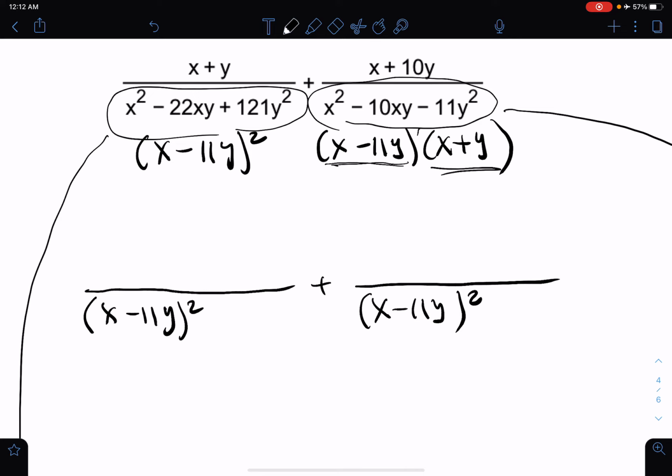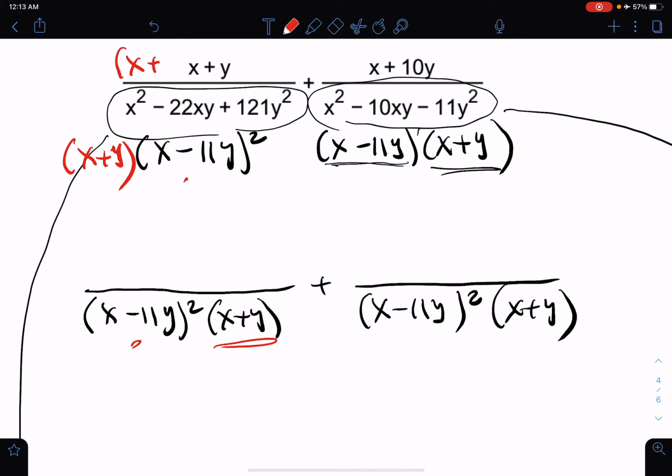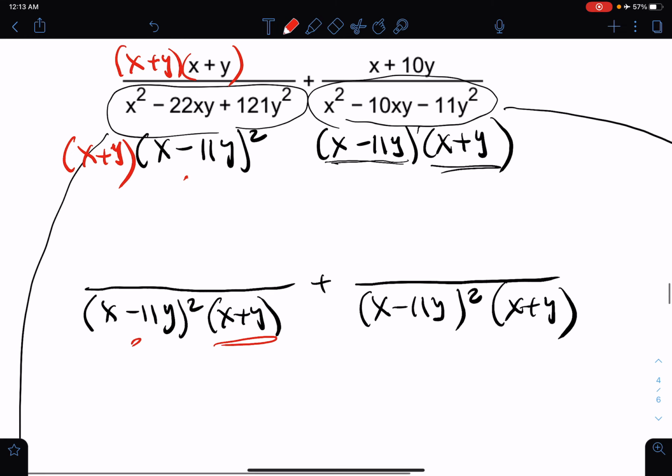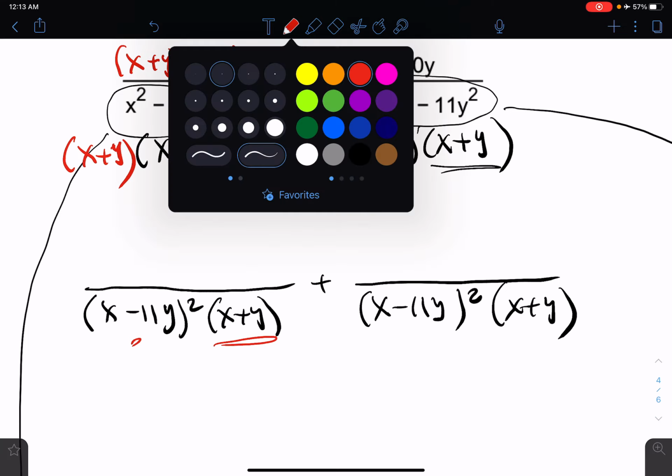So we're good there, but we also need an x plus y to build our LCD. Now, question. We have an x minus 11y quantity squared. Yeah, we got two of them there. We're missing an x plus y. So we go ahead and multiply that. x plus y times x plus y. What the heck's that going to make, huh?